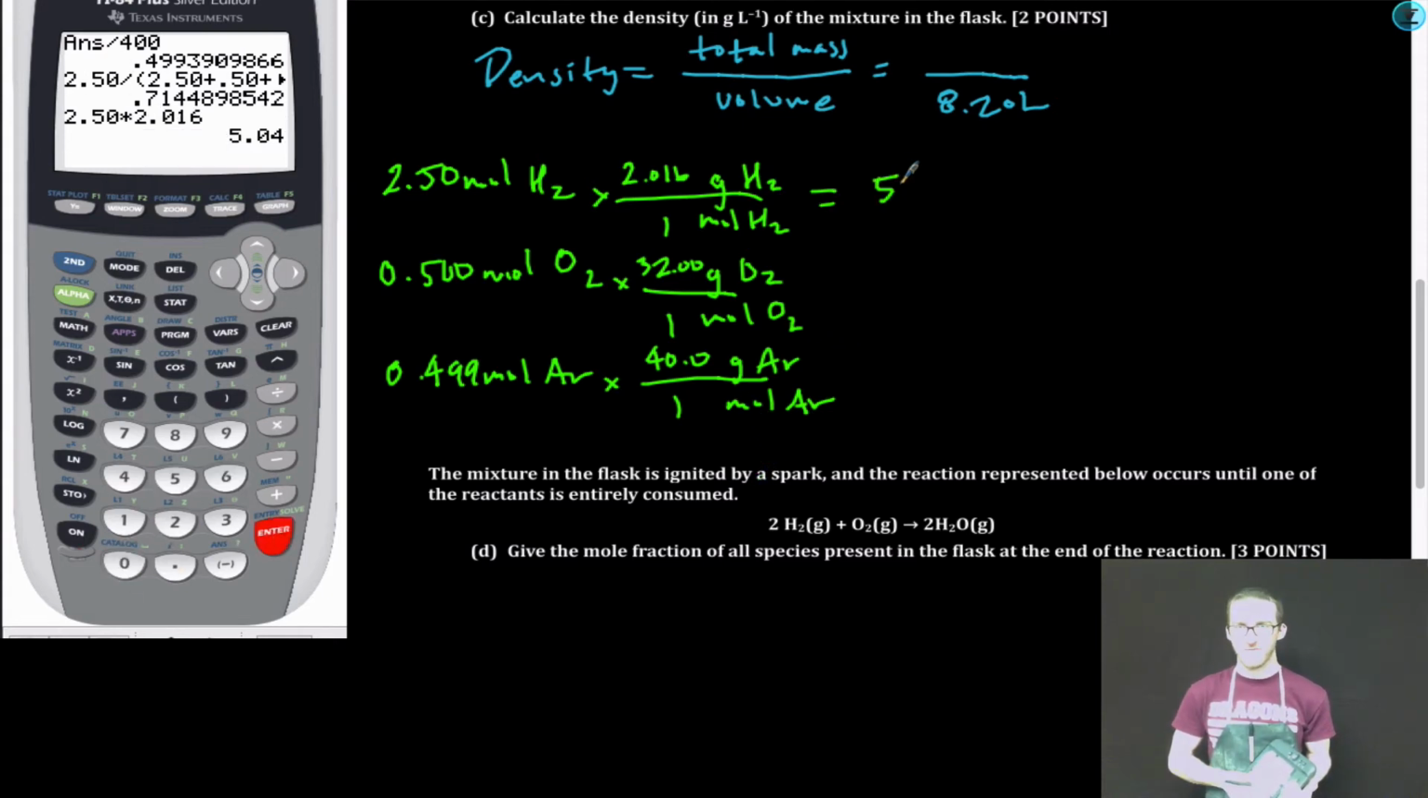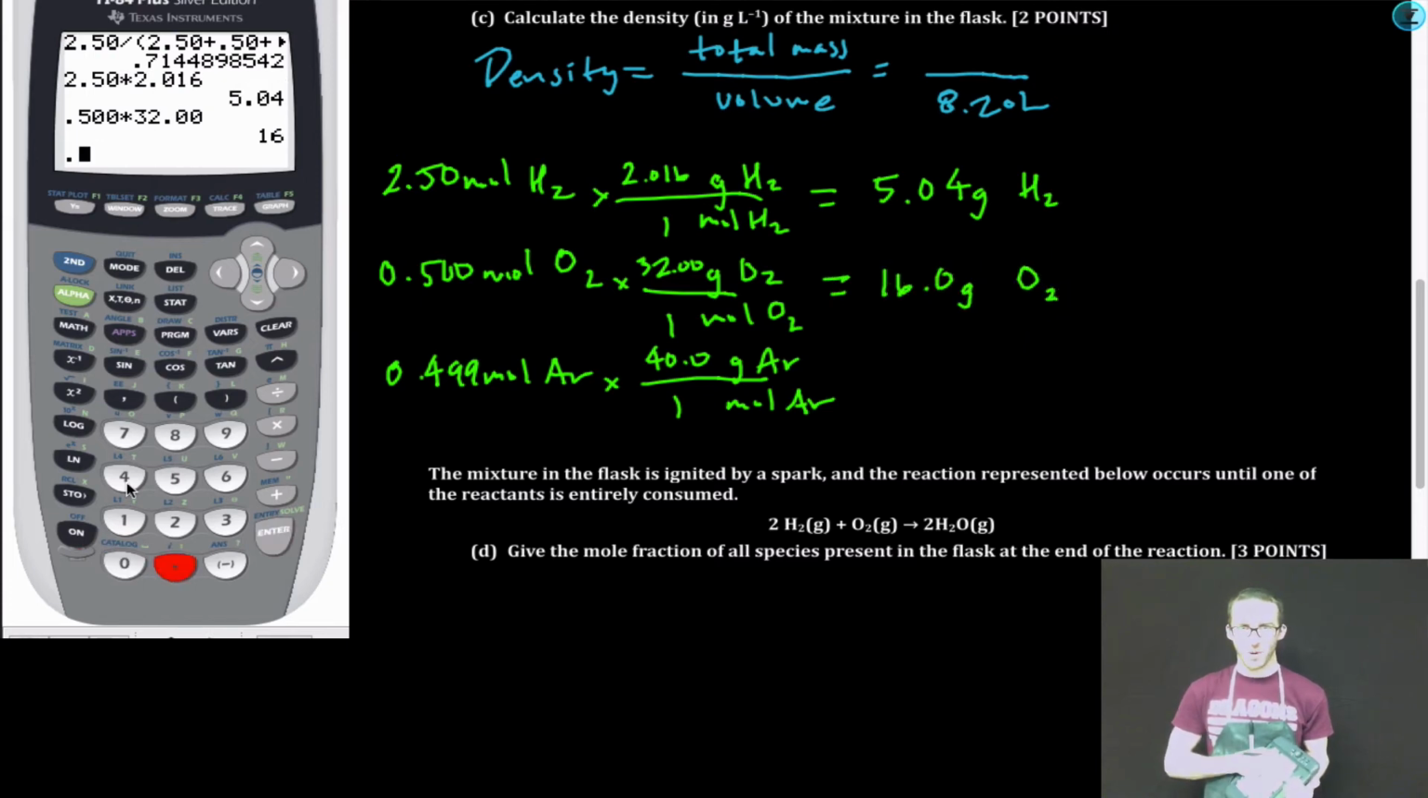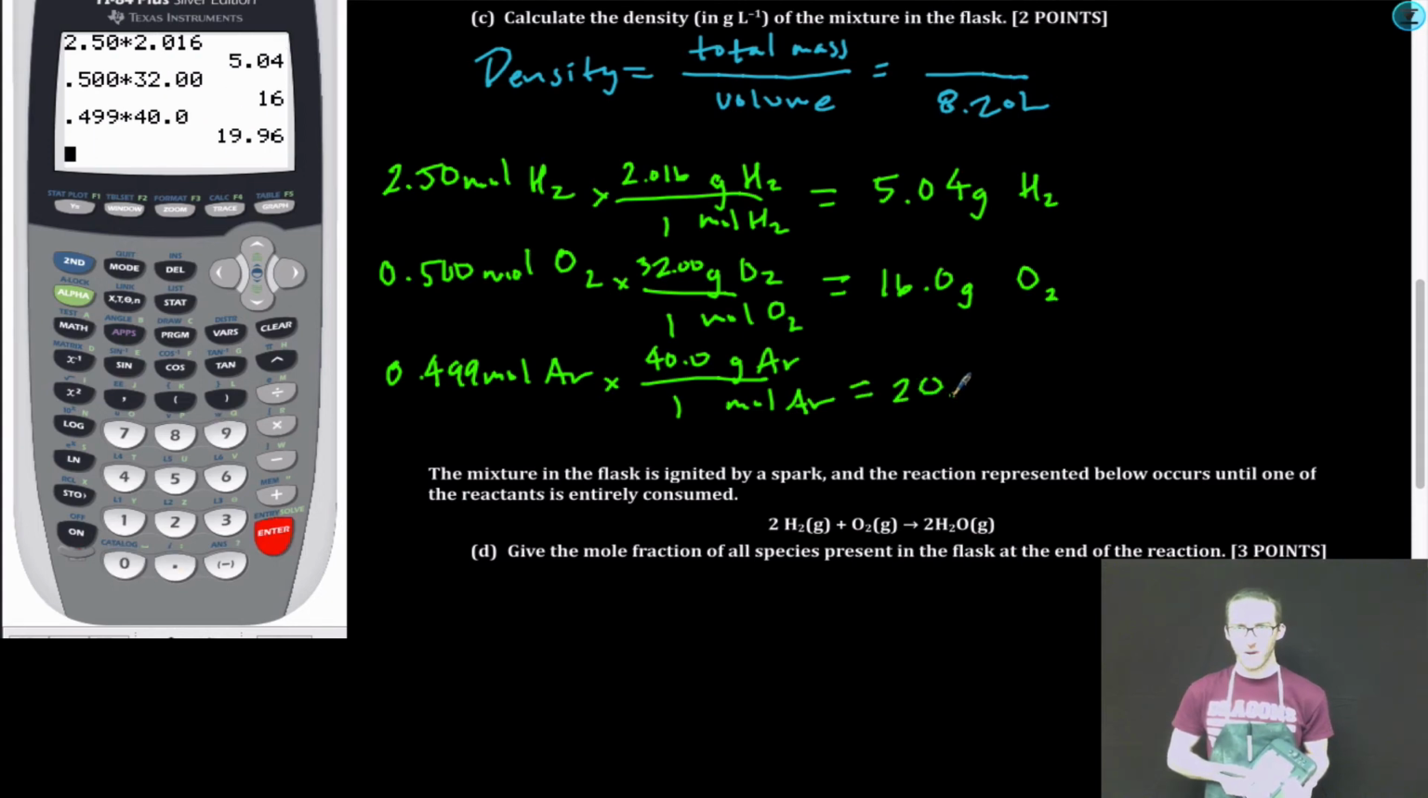2.50 times 2.016 is 5.04 grams of hydrogen gas in our container. 0.500 times 32.0 is 16.0 grams of oxygen gas in our container. 0.499 times 40.0 is 20.0 grams argon in our container. To get the total mass of the gases, we're going to add these masses together. Plus 16 plus 5.04 is 41.0 grams total.